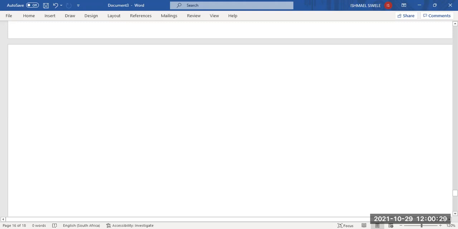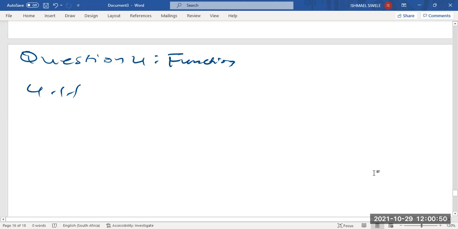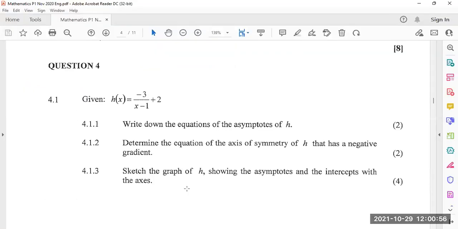So we are now on question number 4, and you're seeing that this question 4 is a question on functions, right? You learn the function that they're going to bring. But for you to be prepared for the exam, prepare yourself for everything. Do all those functions, all of them, and hopefully you'll be able to answer all the questions.